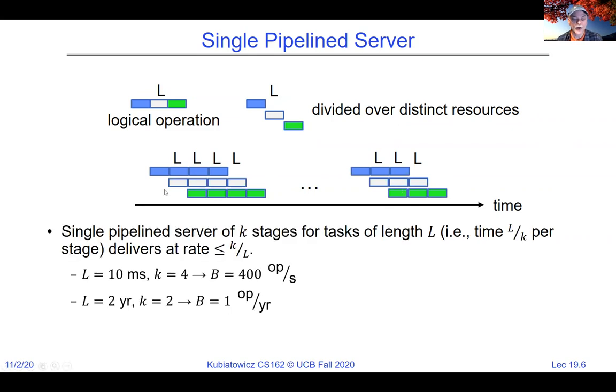Okay, and so for instance, if you have a pipeline server like this with K stages and the total task length is L, then we actually end up with time L over K per stage and the rate is K over L. So again, we had L equal 10 milliseconds, but now if we can divide it into say 4 pieces, then the bandwidth might be 400 ops per second. Or if L is 2 years and K is 2, then our bandwidth would be 1 op per year, okay?